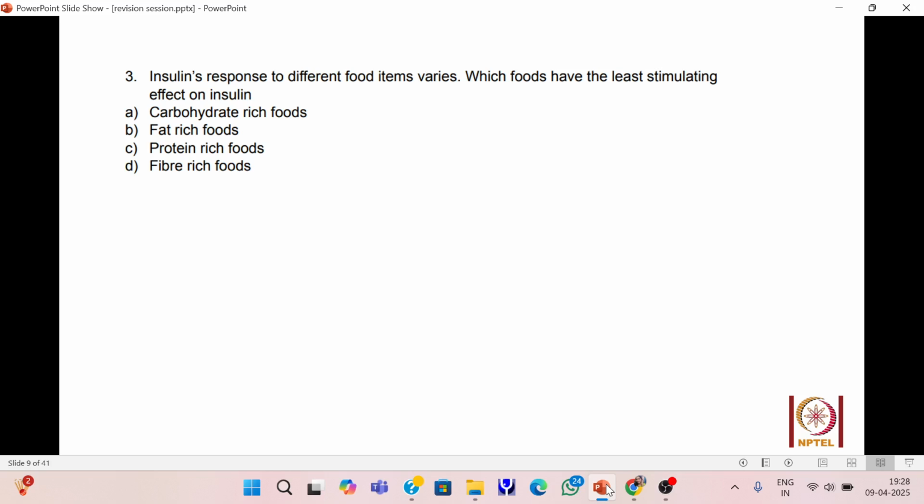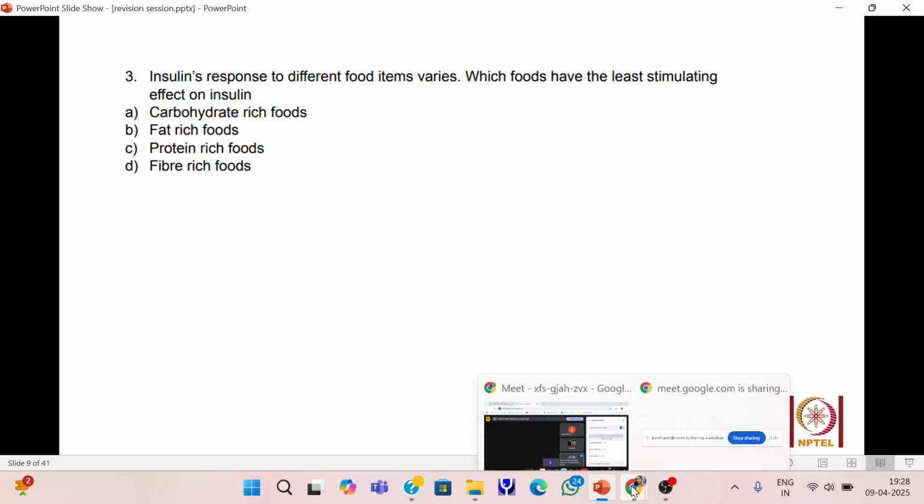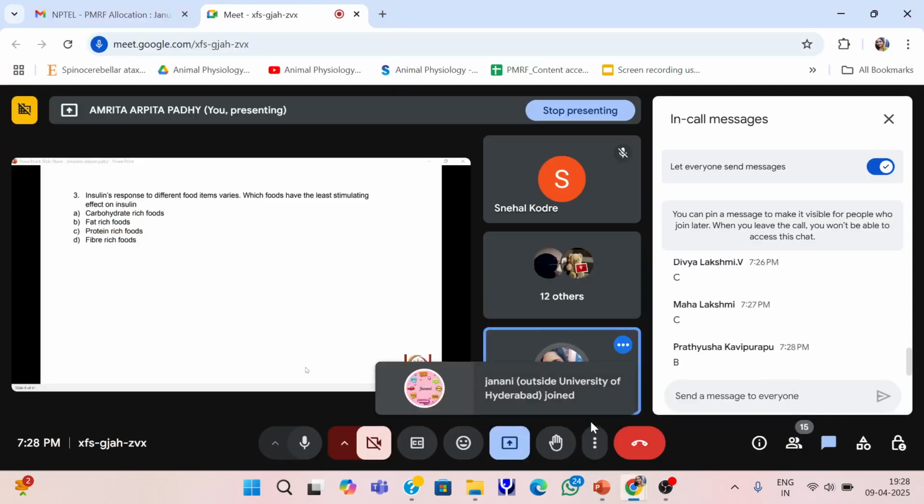Insulin's response to different food items varies. Which foods have the least stimulating effect on insulin? Carbohydrate rich foods, fat rich foods, protein rich foods, fiber rich foods. Start answering.